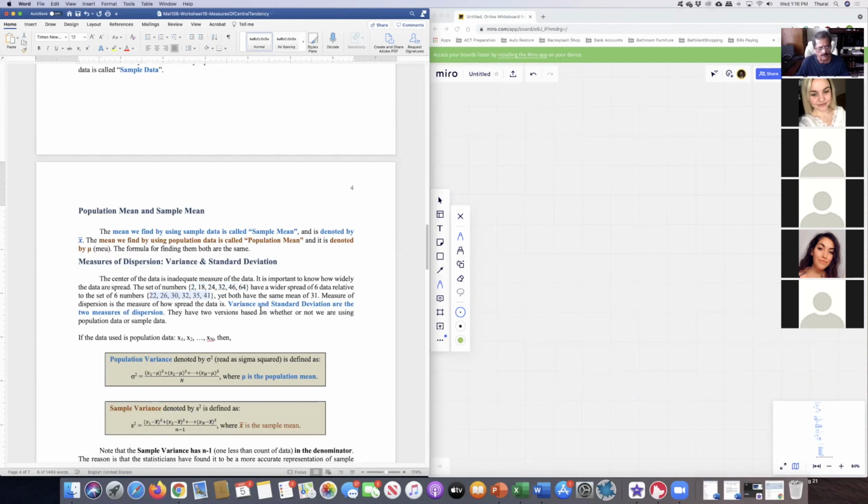We only learned what the range is: largest data minus smallest data. So largest data minus smallest data, in this case, is 62. And here it is 41 minus 22. So that's smaller, much smaller.